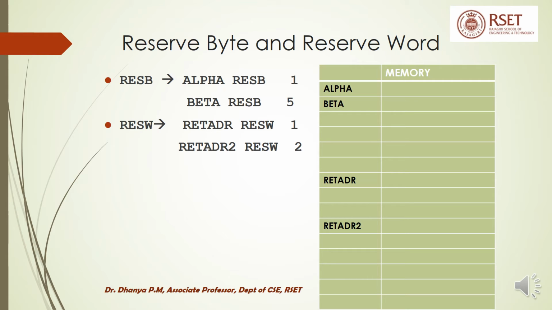The next one is return address 2, RESW 2. That means 2 words are reserved. For each word, it will take 3 memory locations. Altogether, 6 memory locations are reserved in return address 2.